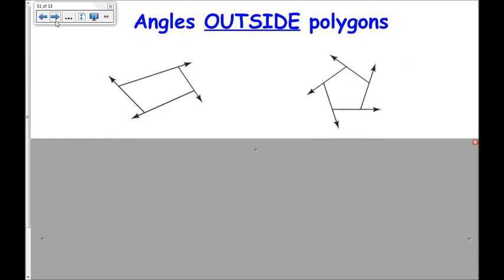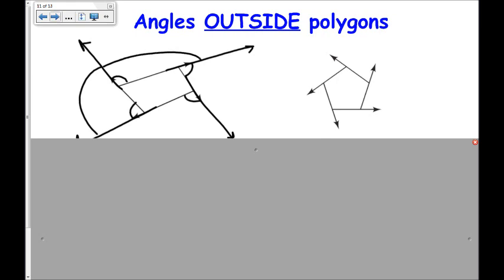Now let's look at the angles outside of polygons. So I've extended the sides and drawn in the exterior angles. I'm going to extend them a little bit further just so you can see what I'm talking about. Now you may notice something about this angle, and this angle, and this angle, and this angle. And just so you can see it even better, let me draw it even bigger. This angle, and this angle, and this angle, and this angle.